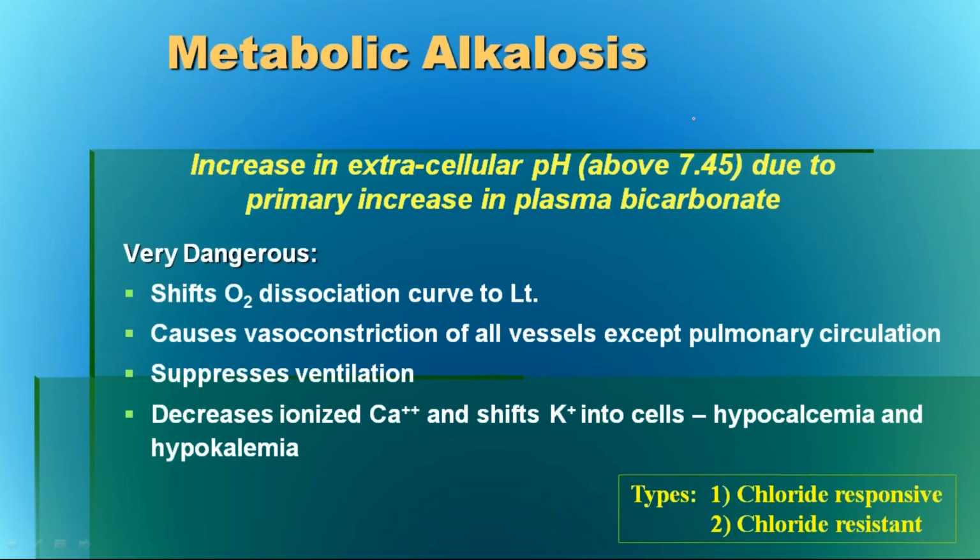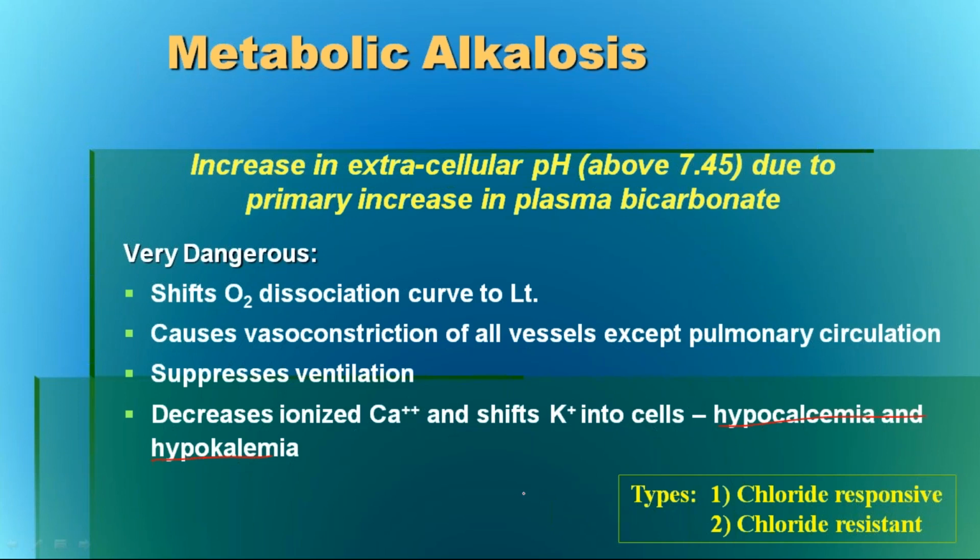So it causes vasoconstriction of all vessels except pulmonary circulation. Ventilation is suppressed, with a decrease in ionized calcium and a shift of potassium inside the cell. This is the opposite of a metabolic acidosis. Here, in metabolic acidosis, potassium is shifted from inside the cell into the blood. Here, the potassium is shifted from the serum into the cell. So it will produce a hypokalemia and also loss of calcium.